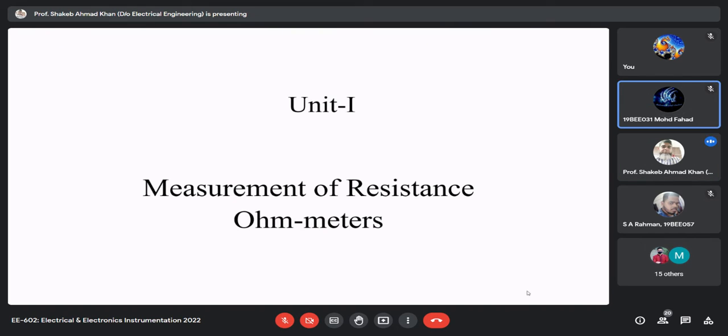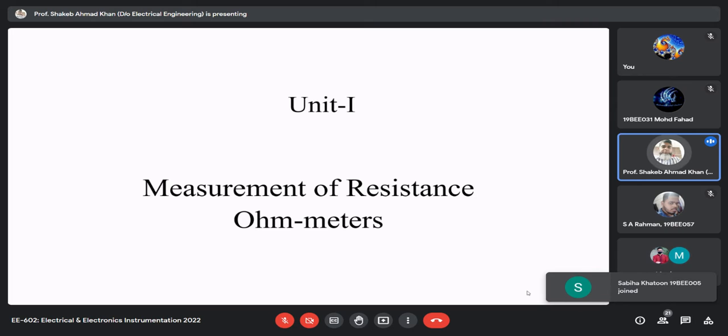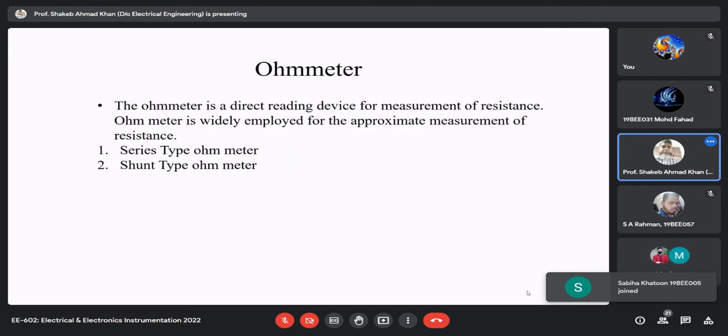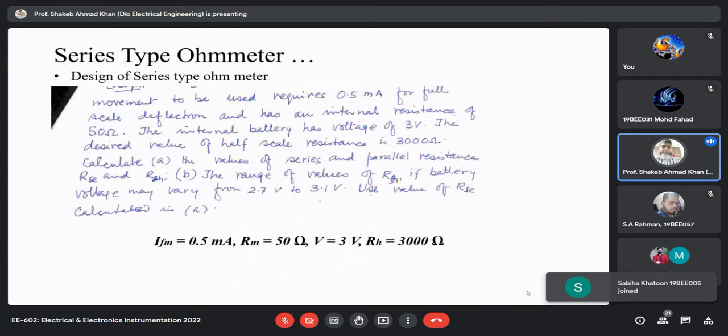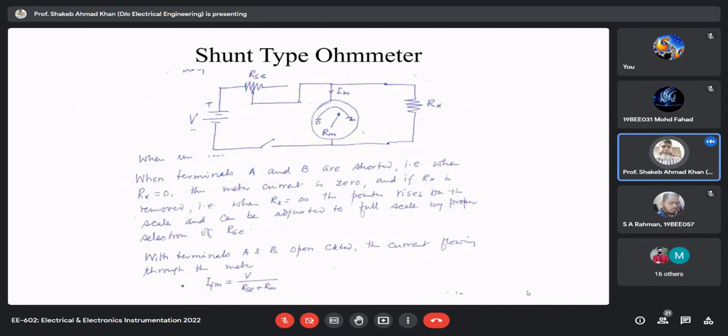Yes, sir. So we're talking about the ohm meters. And we had already discussed one of the ohm meters, that is your series type ohm meter. We discussed it in detail. Now we'll discuss the shunt type. We were discussing the shunt type ohm meter. So this is the circuit diagram for the shunt type ohm meter, and on that day, on the last turn.